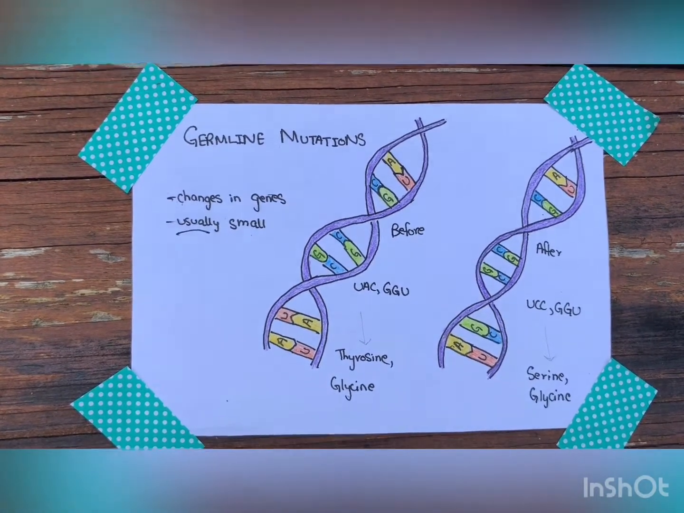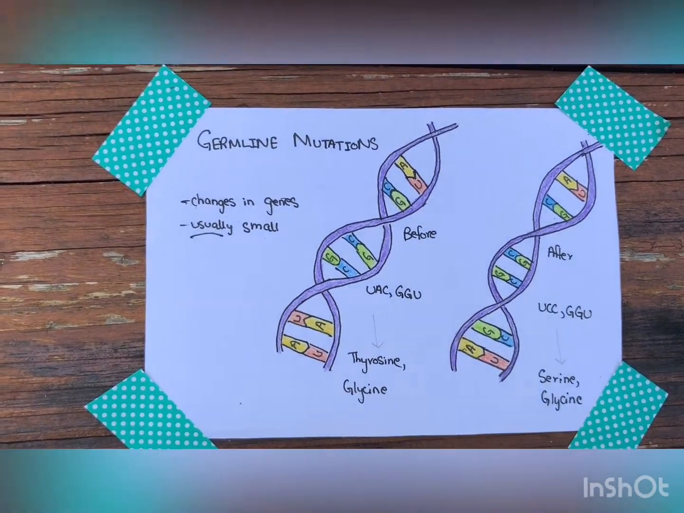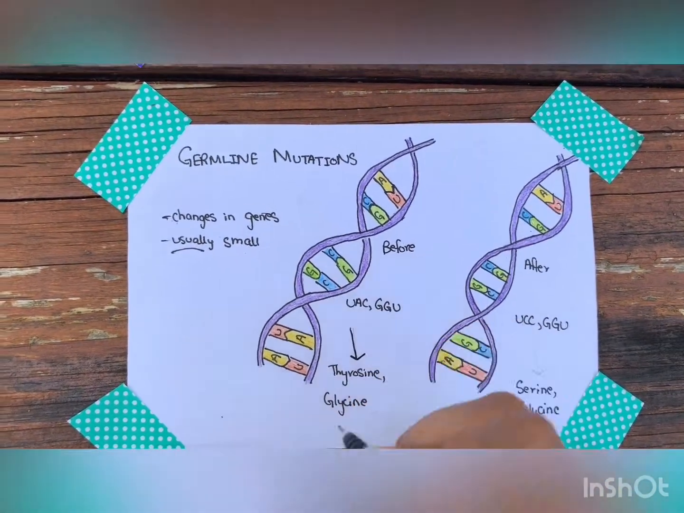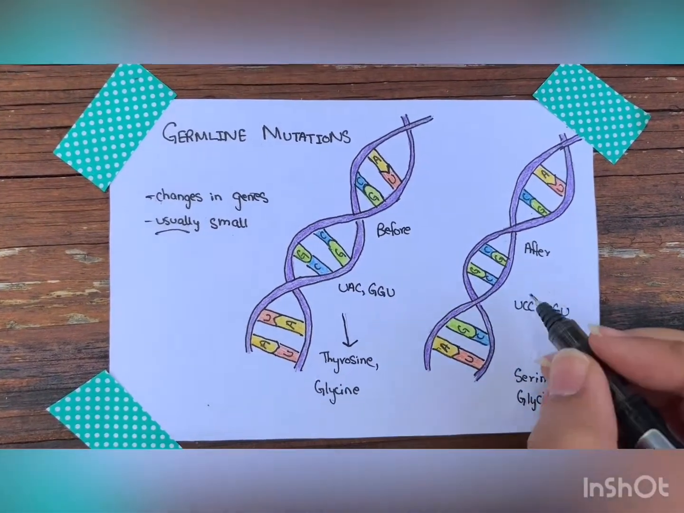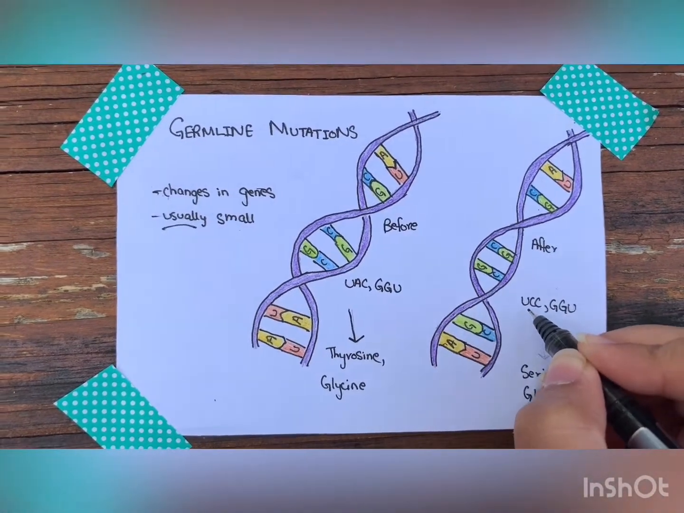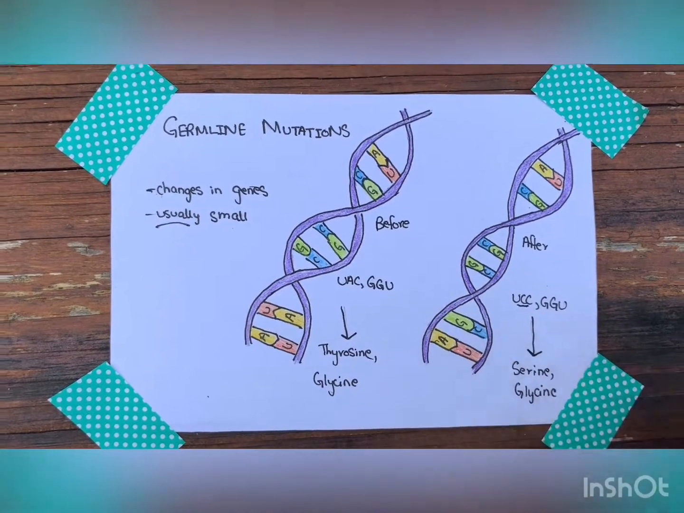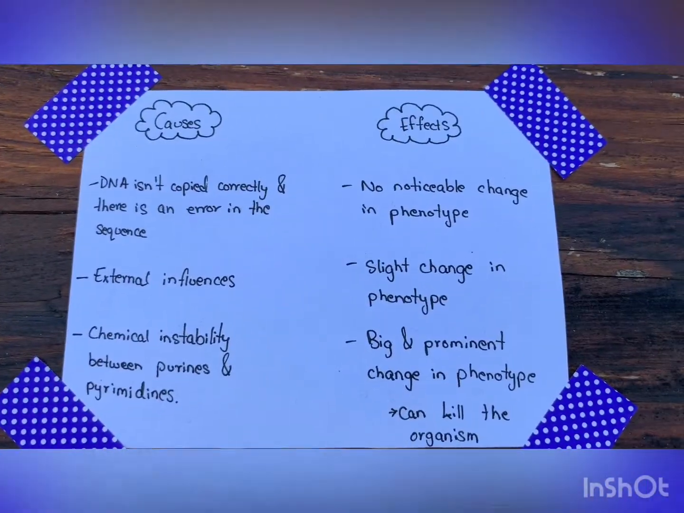For example, before mutation, the bases were UAC and GGU, making the amino acids tyrosine and glycine. But after the mutation, the bases were UCC and GGU, making the amino acids serine and glycine.